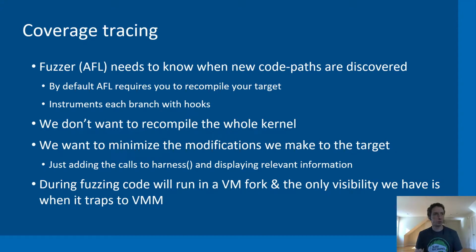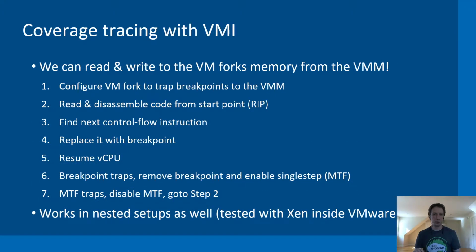For this, we don't want to recompile the kernel. With AFL, normally you would need to use a special version of Clang that will compile your code with those hooks in place. We don't want to do this. We want to be able to instrument and collect the coverage trace information without having to recompile the entire kernel. The way this is implemented right now is using breakpoint and single step.